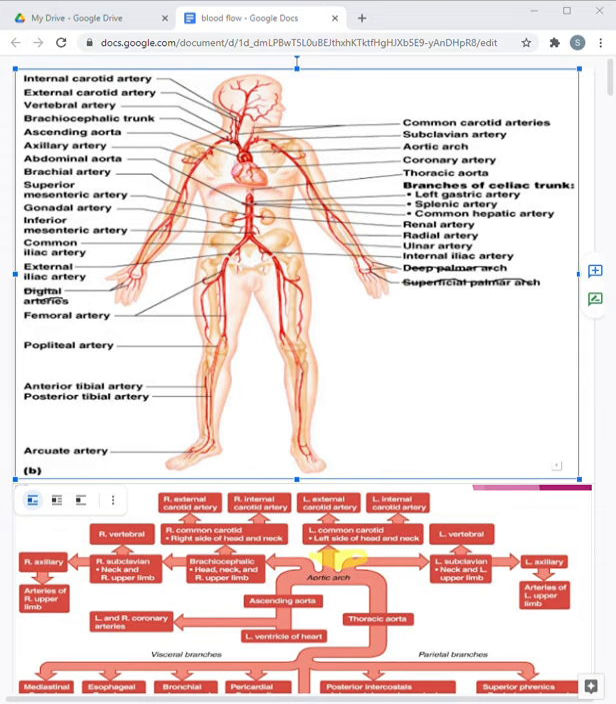Into the heart so that you can go to the lungs and get oxygenated again, cycled, so that you can come out and start going through the system again.